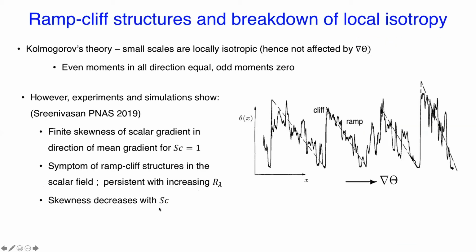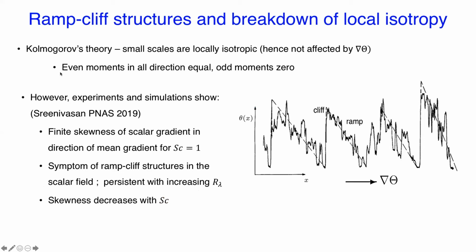So actually, before I talk about numerical simulations, let me give a brief setup of the problem. Based on the Kolmogorov theory, we often assume that the small scales are locally isotropic. So in the case of scalar mixing, what that implies is that the small scales should not be affected by an imposed mean gradient at the large scales.